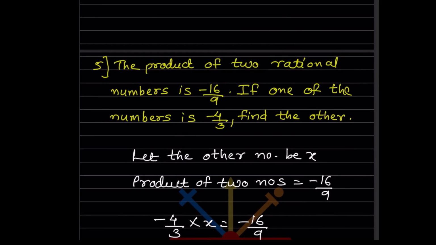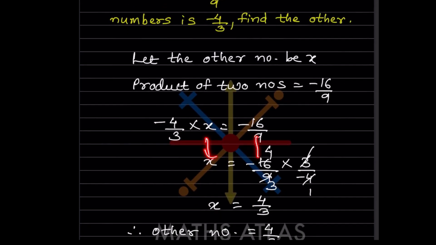The product of two rational numbers is minus 16 by 9, and if one of the numbers is minus 4 by 3, find the other. Again here also is a product. So let the other number be x, and the product of two numbers is given as minus 16 by 9. So minus 4 by 3 into x is minus 16 by 9, so x will be minus 16 by 9. Since this is multiplication, that is going to get divided, but this is a fraction, and when it is getting divided, this is going to get flipped over, but that will go along with the sign. So that will be 3 by minus 4. This was minus 4 by 3, and here it will be 3 by minus 4.